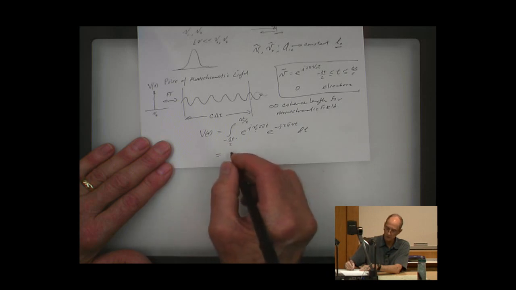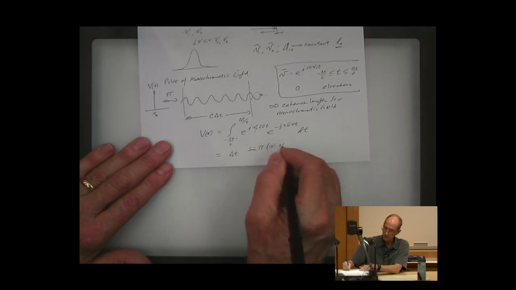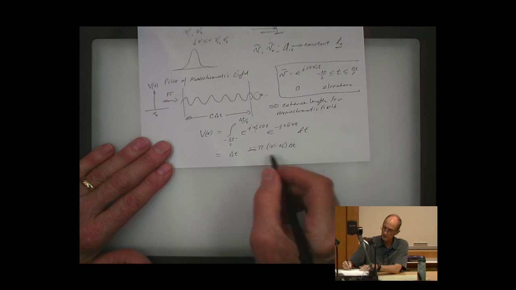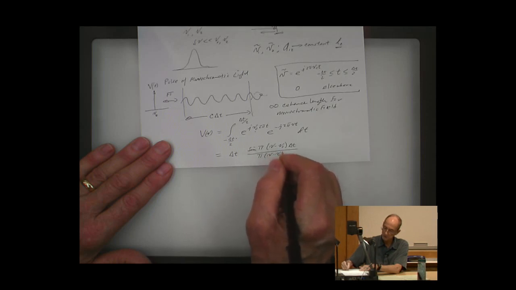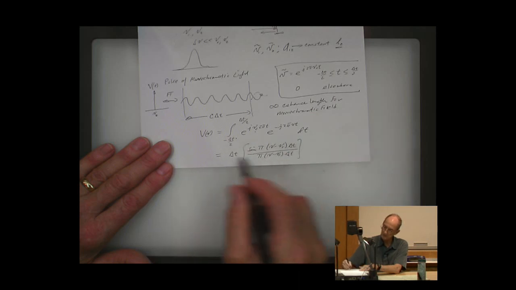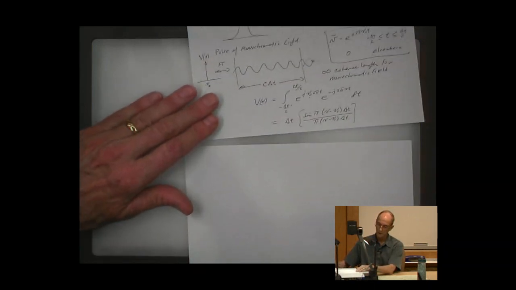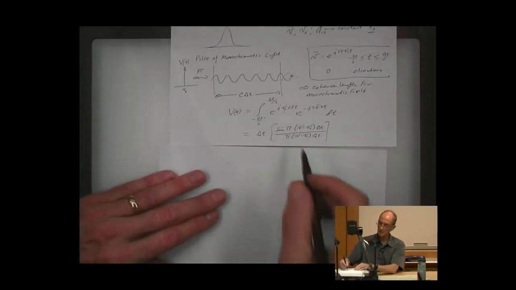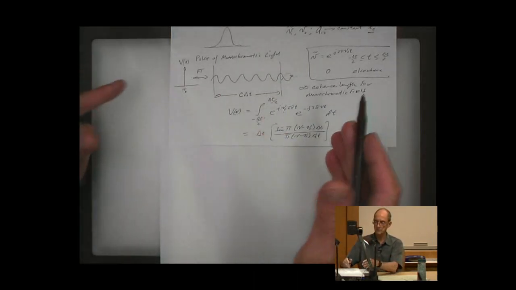So this is just equal to delta t times sine of pi nu minus nu 0 times delta t, divided by pi nu minus nu 0 delta t. In order to get it to sinc, I had to multiply by delta t top and bottom there in order to make that work. And again, that should not be too surprising, since this is essentially a rect function. It's on with a single frequency, and then it's off.